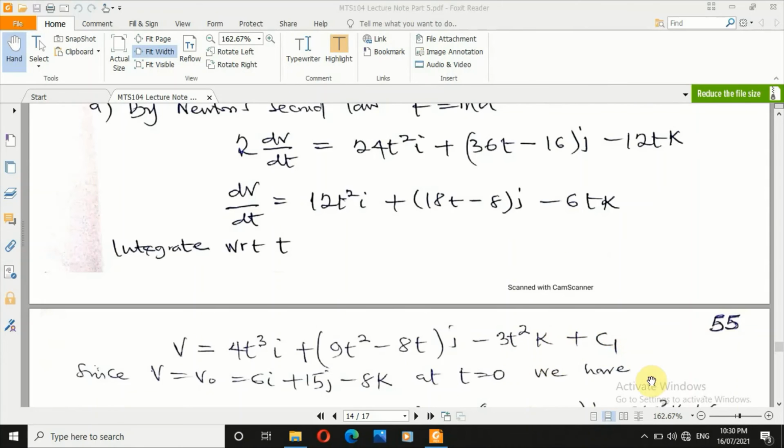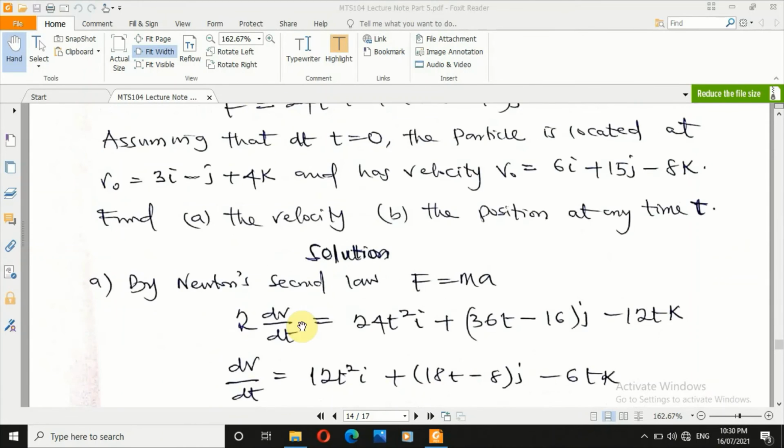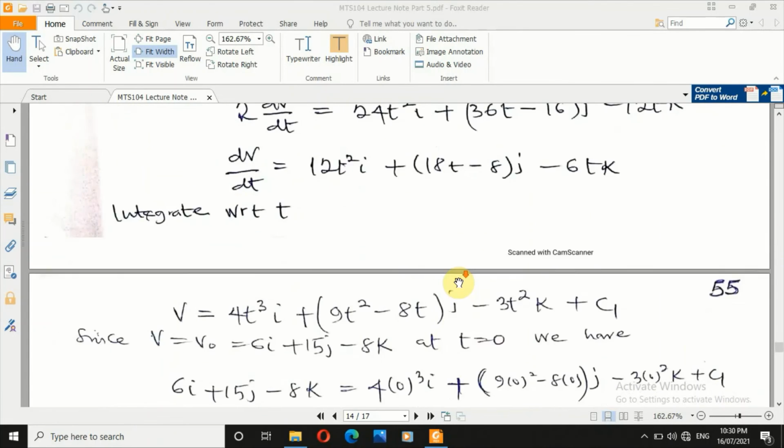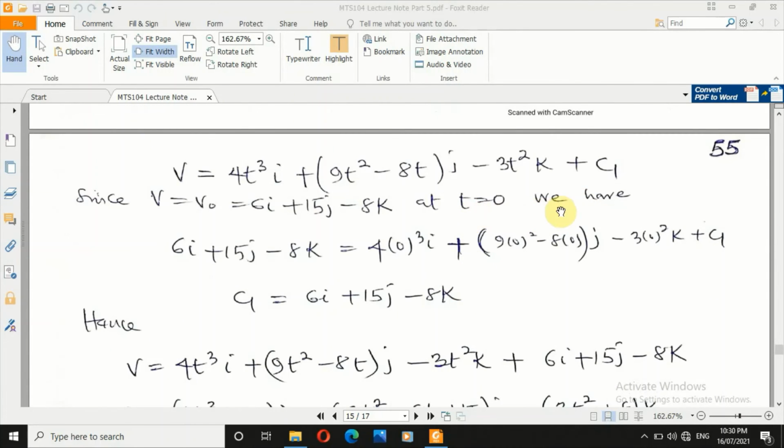Then the constant of integration is c1. Now, since v equals v naught at t equals 0, don't forget that we are given this: when t is 0, this is the velocity. So we need this to find the constant of integration. At t equals 0, we have 6i plus 15j minus 8k. So we put t to 0. Then what is the next thing? Then we find our c1.